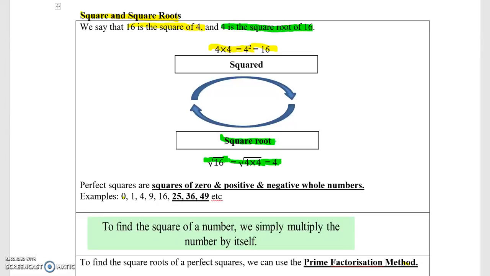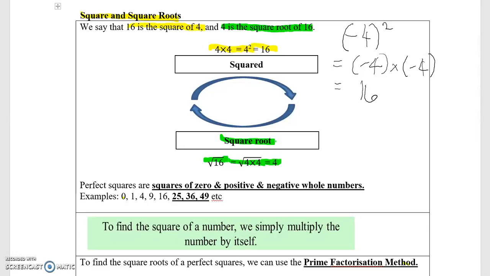Can we find the square of a negative number? For example, negative 4. So negative 4 squared is actually equal to negative 4 multiplied by negative 4, which gives us positive 16.